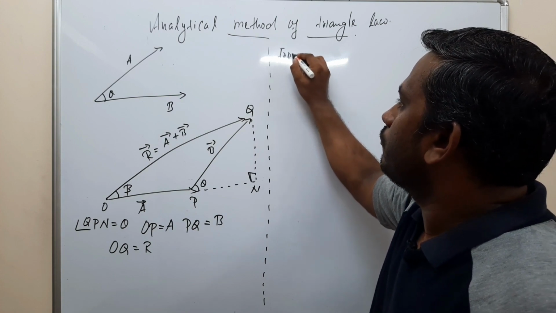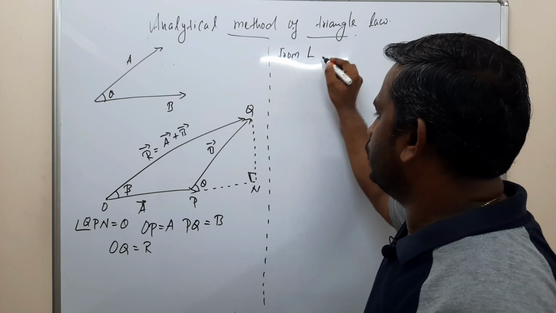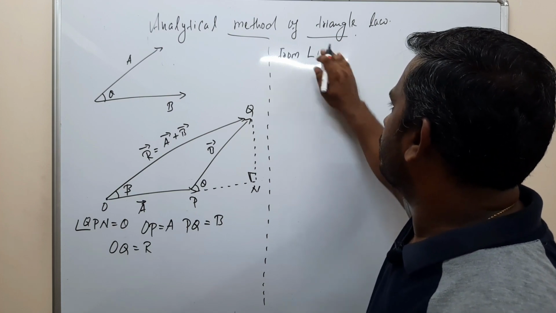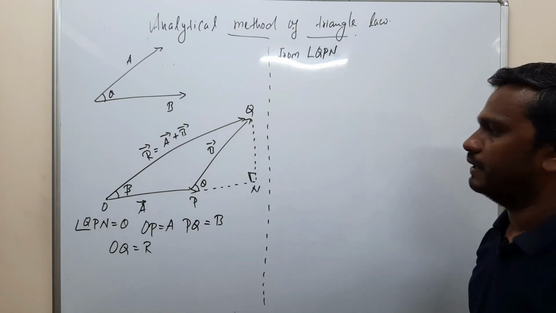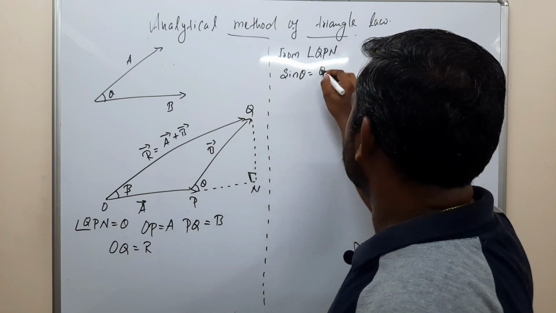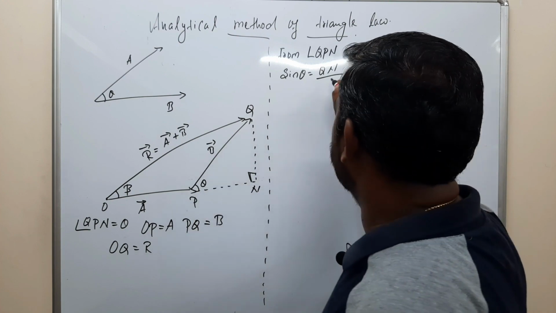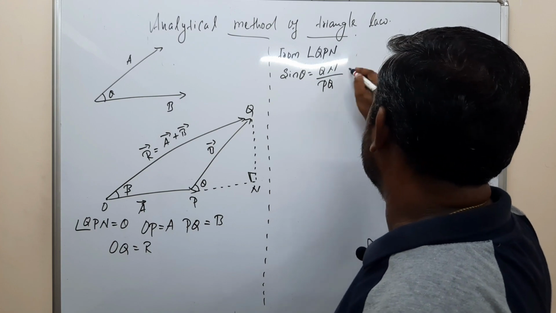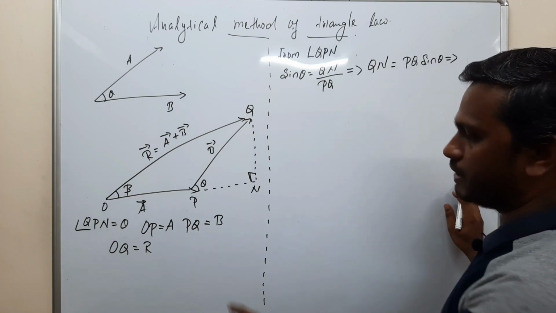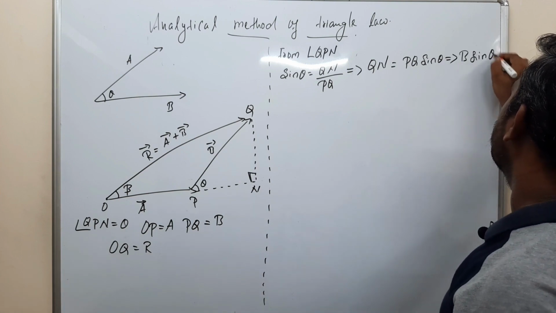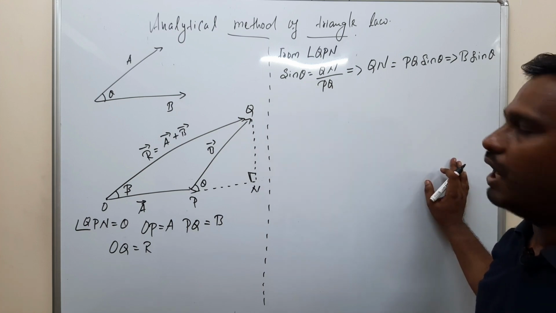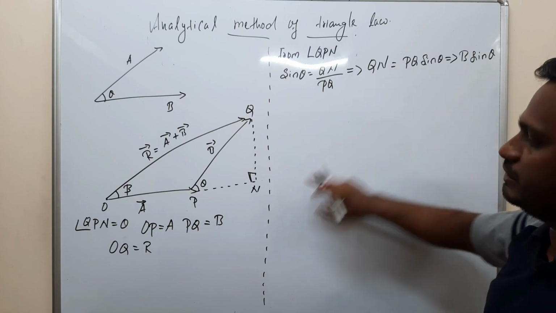So from the right angled triangle QPN, sin theta is equal to opposite side by hypotenuse, that is QN by PQ. So QN is equal to PQ sin theta. What is PQ? That is B, so QN is equal to B sin theta.